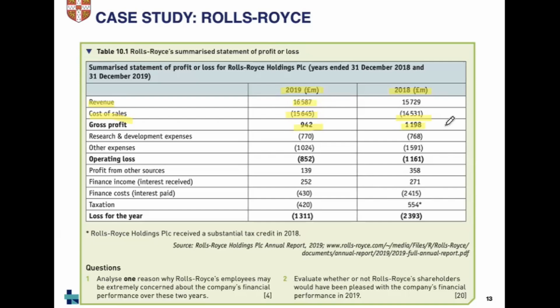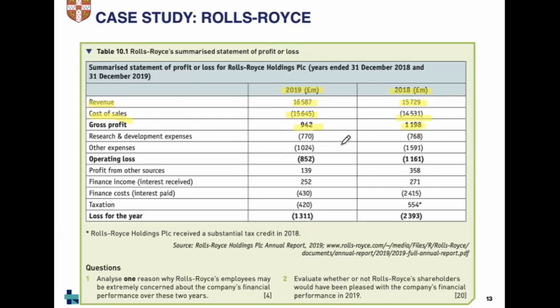Yeah, so my question is, the revenue in 2018 is 15,728, which is more than in 2019. However, even though the revenue is more in 2018, the gross profit is less compared to the gross profit in 2019. And my question is, what is accounting for this reduction in gross profits from 2018 to 2019? What do you think?